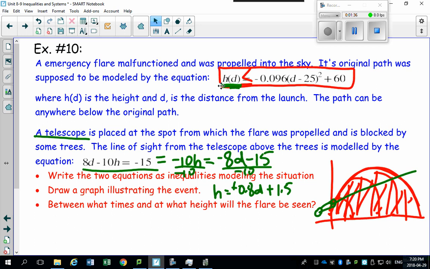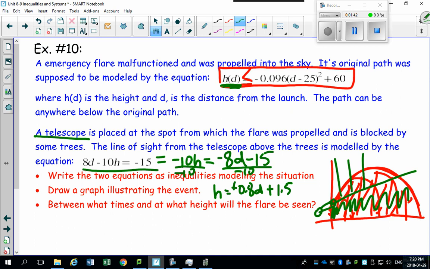Well, guess what? This guy, since it's blocked by a bunch of trees down here, won't see this section. It'll only see this section up here. So we're looking for this double shaded region. Can this guy actually see, and for how long will this telescope actually see potentially this rocket that malfunctioned? Well, it'll only see it from this point to this point. It won't see it below it. Why? Because this has got to be greater than or equal to in terms of height.